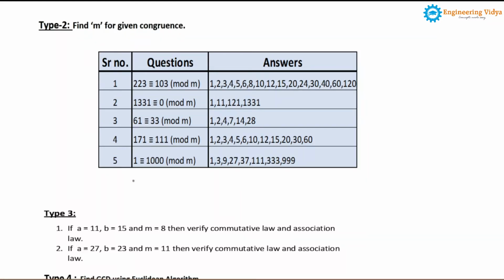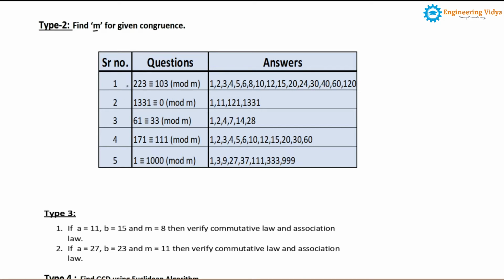In this lecture we'll start with type number 2 of exercise number 1. In type number 2, we need to find m for the given congruence. There are a total of 5 problems here, 1, 2, 3, 4 and 5, and in every problem we need to estimate the value of m.